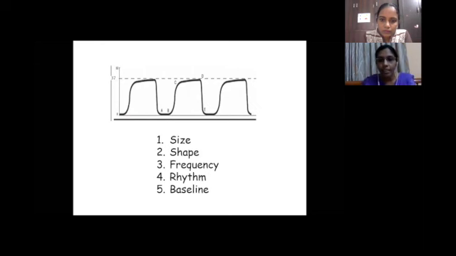The shape we see here is a normal shape. I'll discuss more about the shape in the subsequent slide. Frequency in a mechanically ventilated patient is what we are setting on the ventilator. The rhythm should be regular and it should be of equal amplitude. And the baseline should touch zero. When all these are met, we call it a normal capnogram.